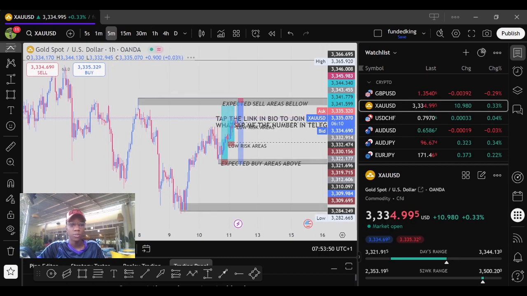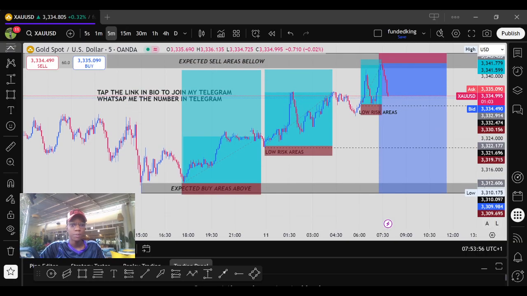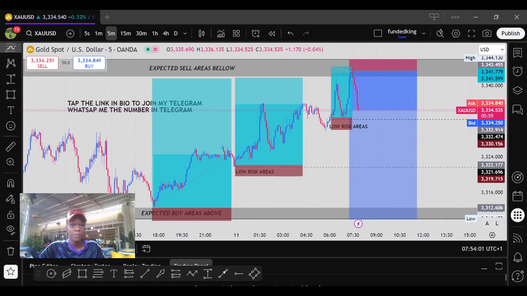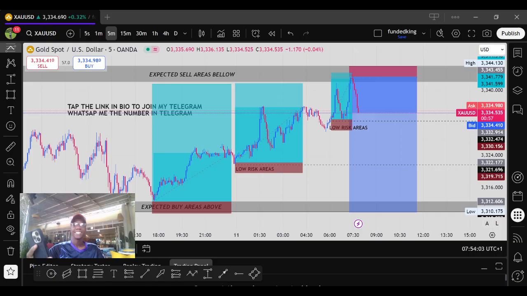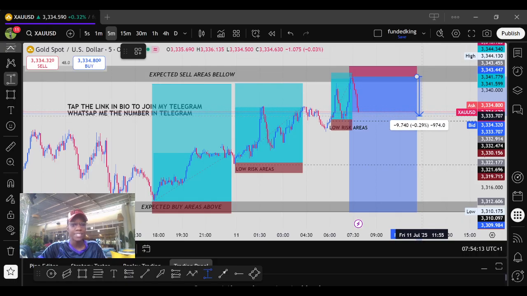So let's go back to our 5 minute chart and see. Take profit 1 clear. Take profit 1 clear. Those who were waiting for confirmations, where are you? Okay, that's good. Take profit 1 is done. Those pips are about 100.